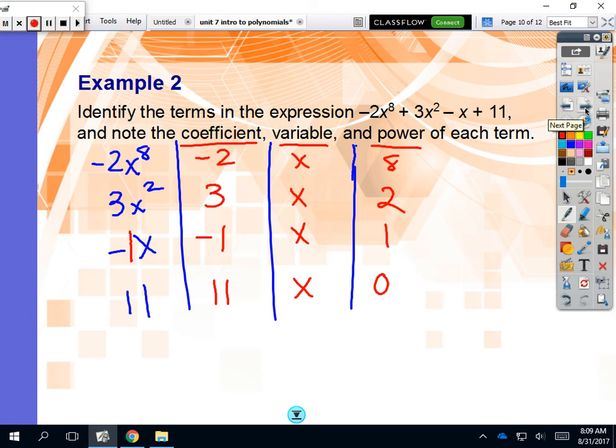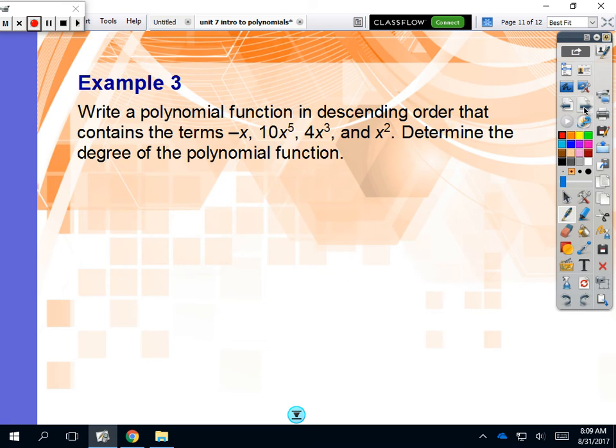And example 3. Write a polynomial function in descending order that contains the terms negative x, 10x to the 5th, 4x to the 3rd, and x squared. So let's just write it out. Negative x plus 10x to the 5th plus 4x to the 3rd plus x squared.